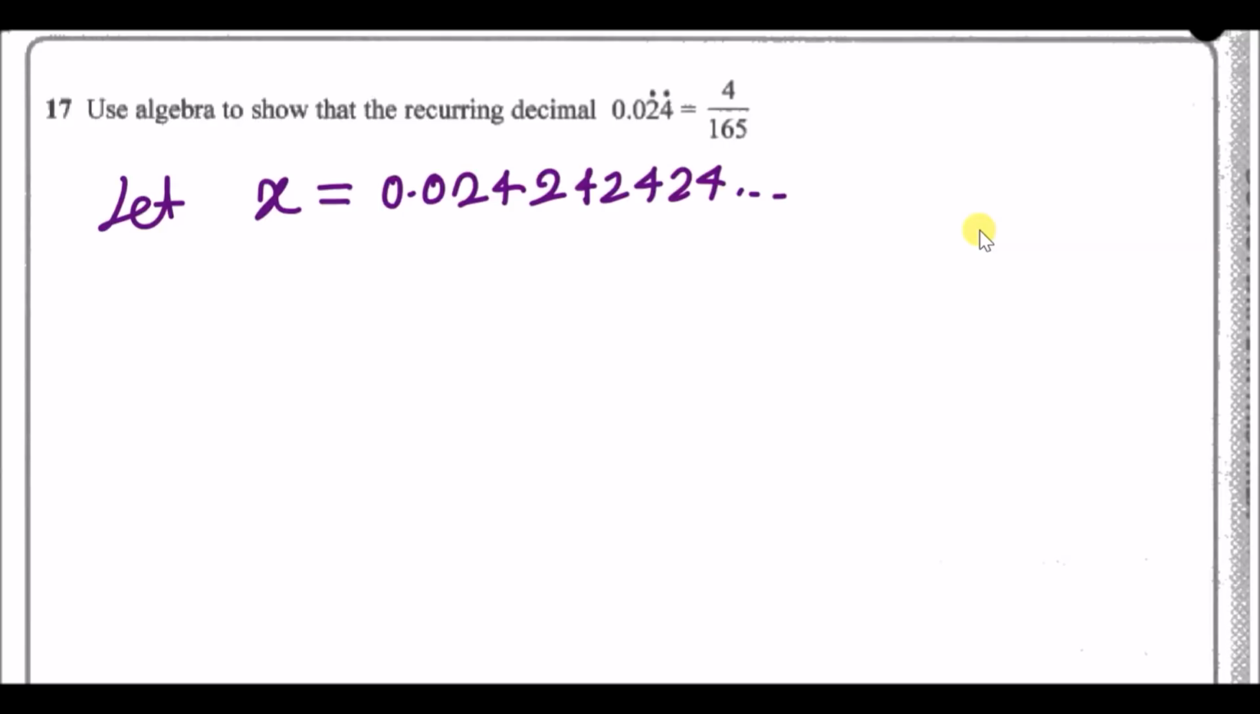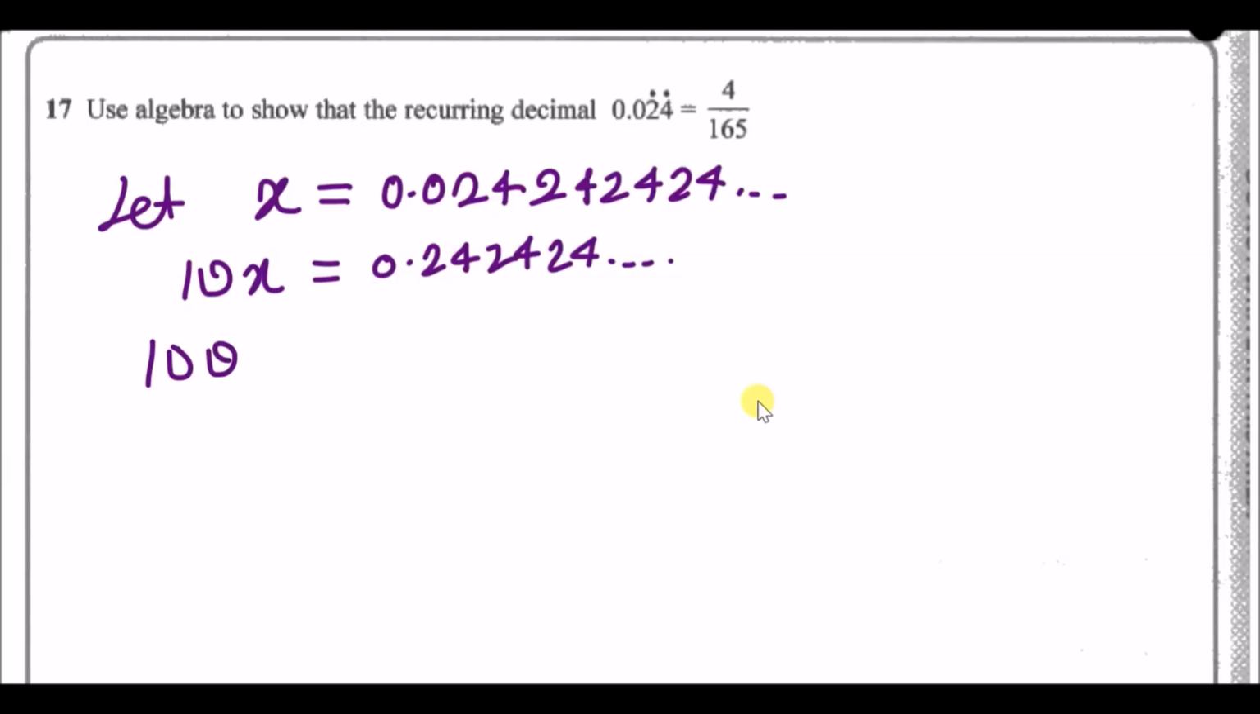So multiplying this by 10, like powers of 10, you're going to get the decimal moved one place, so it'll be 0.242424 and so on. And the key idea is to keep multiplying by 10 until all the numbers line up in the same position. So for example, if I times it by 10 again, I get 100x. And then times this by 10, you get 2.4242424, and so on.